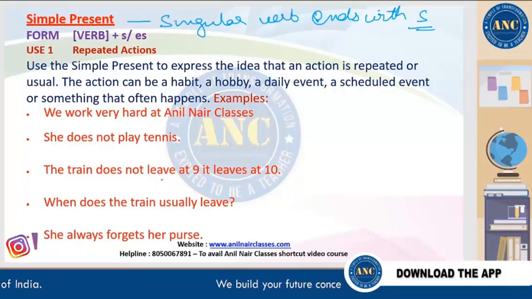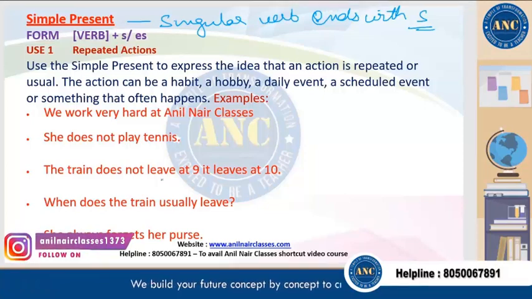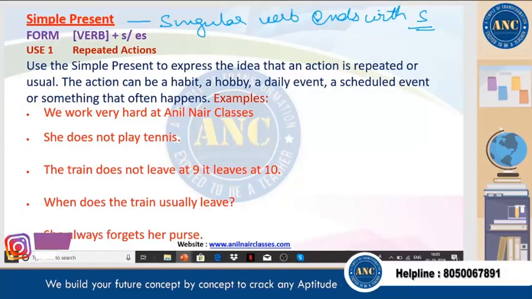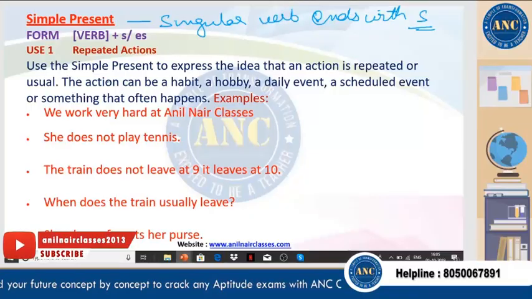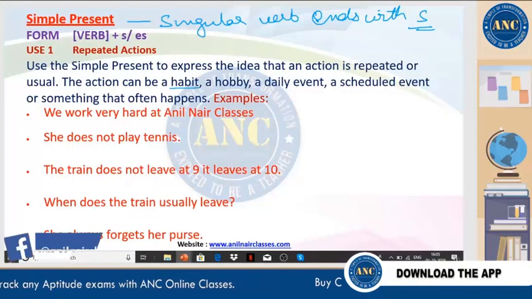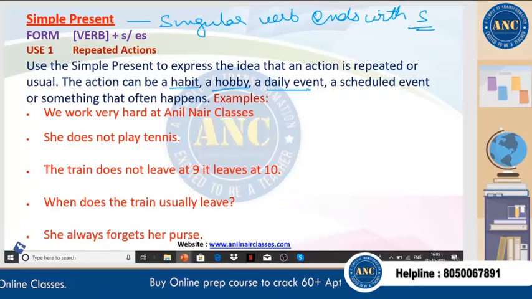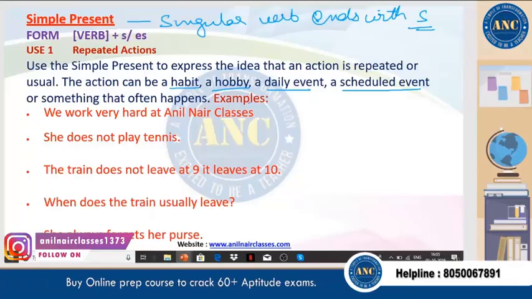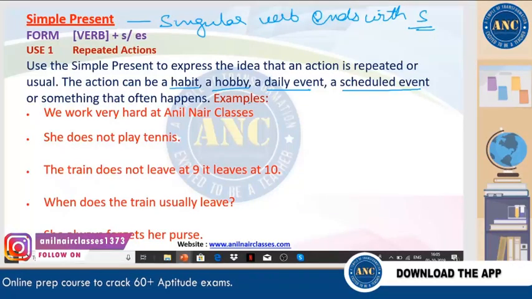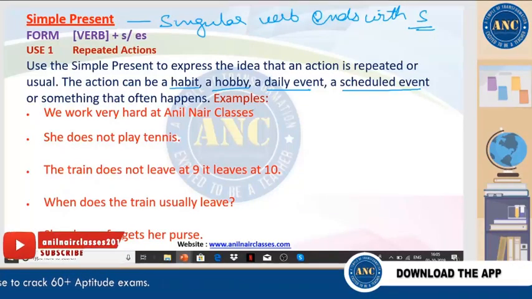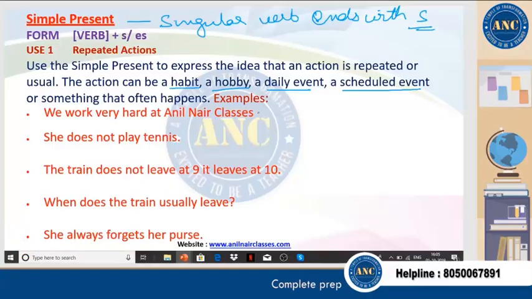The first rule is when you have repeated actions, the actions which are repeated over time and which are usual, your habits. So what all actions you repeat is a habit. If you have a hobby, you'll do it every day, or a daily event or schedule. Any hobby, event or scheduled event is something which you will do repeatedly. For those repeated actions, we will use the simple present tense.